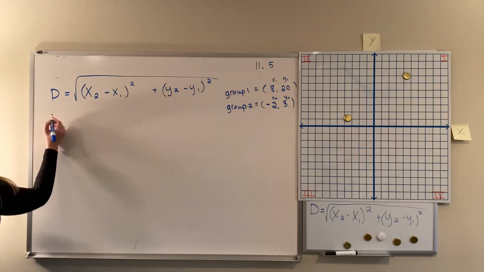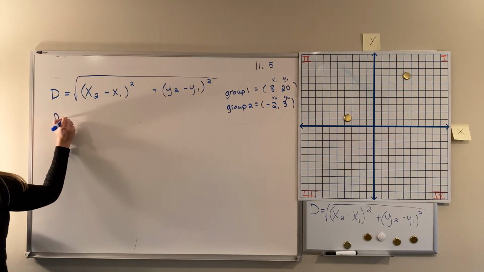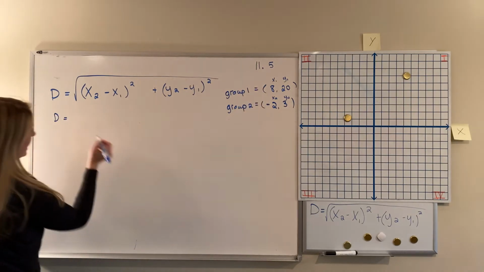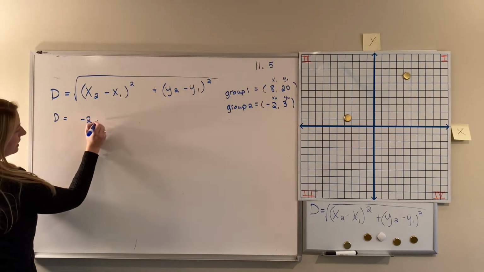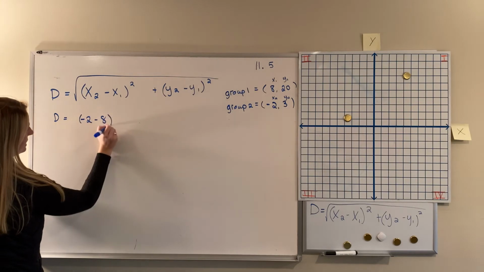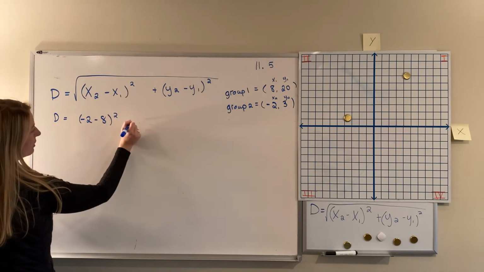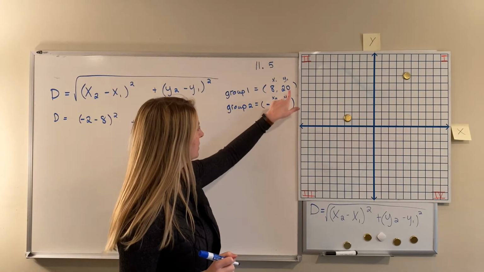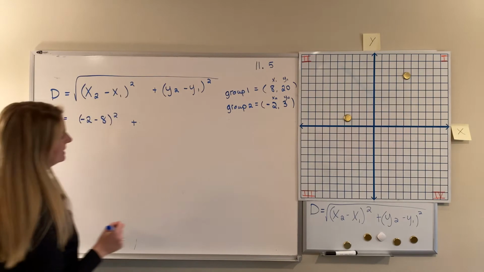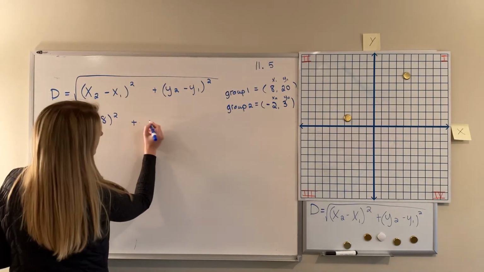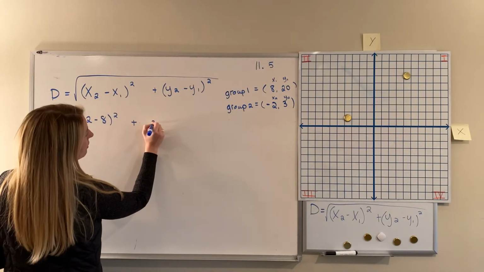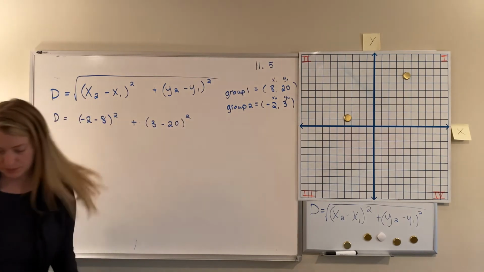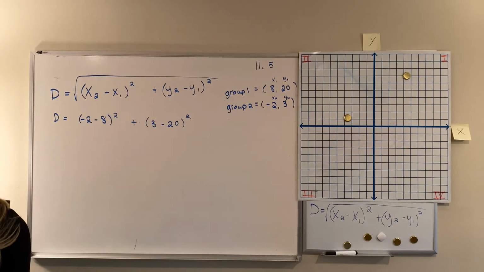But, all right, distance is equal to the square root of x2 minus x1, so -2 minus 8. -2 minus 8, put it in parentheses, and don't forget to square it, part of the formula, cannot forget it, plus y2 minus y1. y2 is 3 minus 20. 3 minus 20, put it in parentheses, square it. All right.